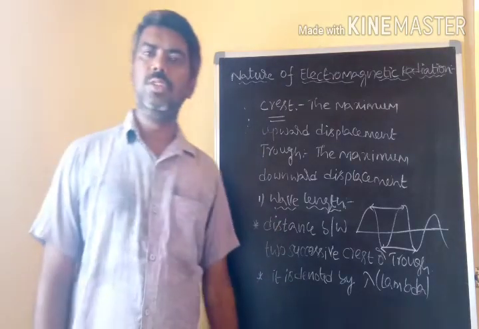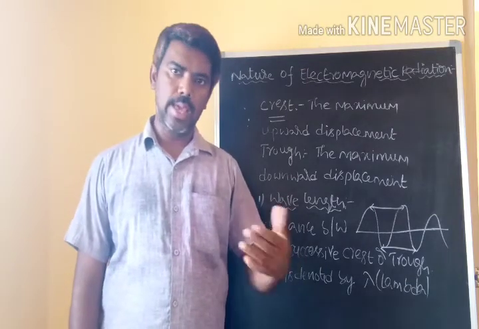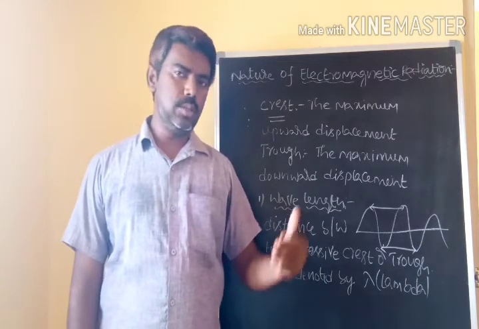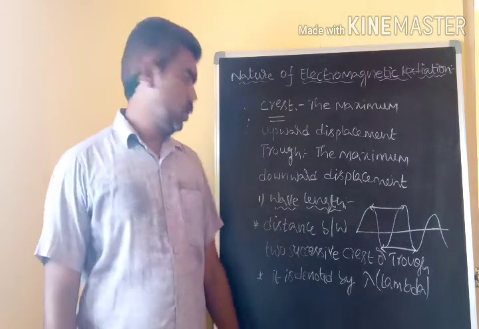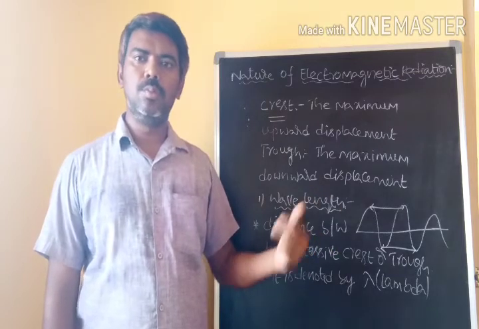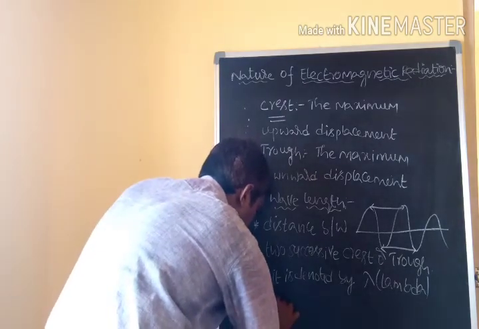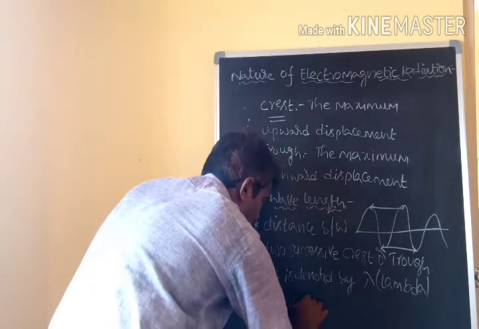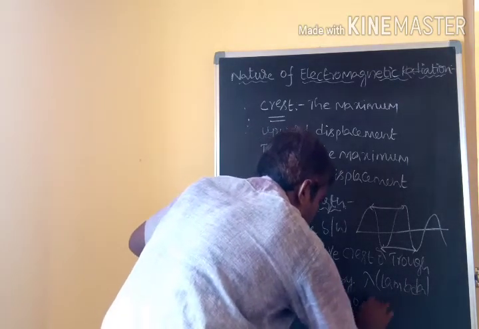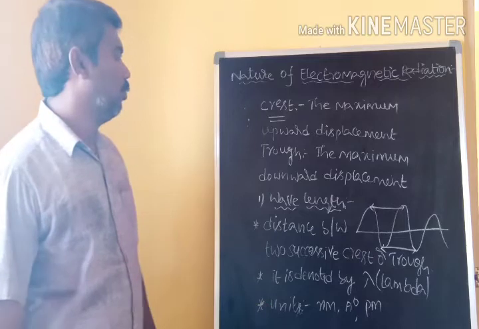Then what about the units of wavelength? The units of wavelength are nanometers, angstroms, picometers, centimeters or meters. But majorly nanometers, angstroms and picometers are used to express wavelength. Wavelength units: nanometer, angstrom, picometer.